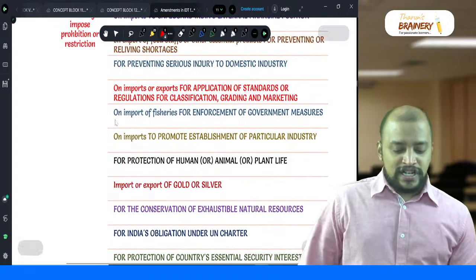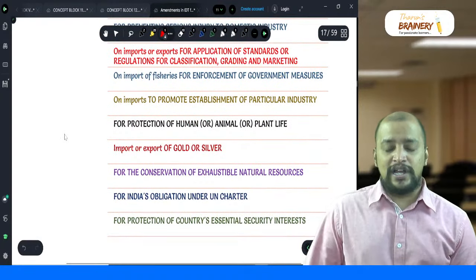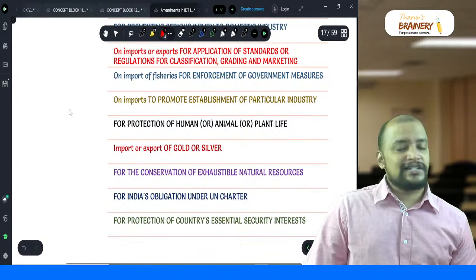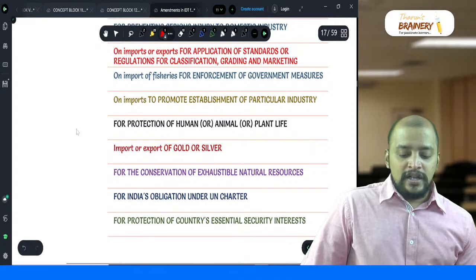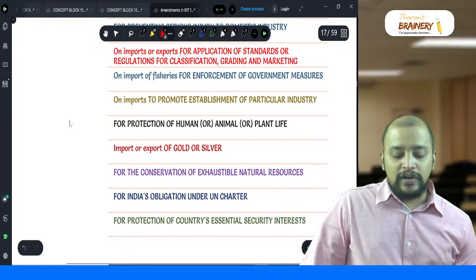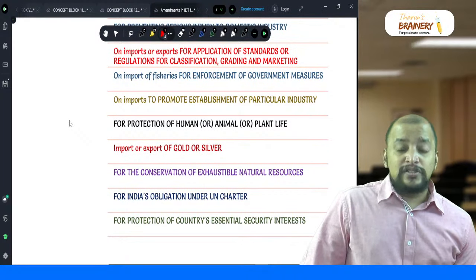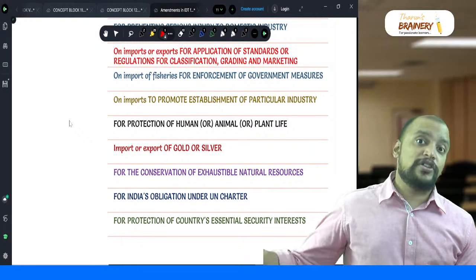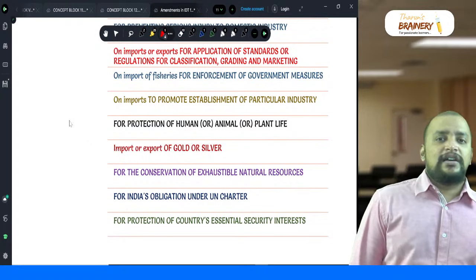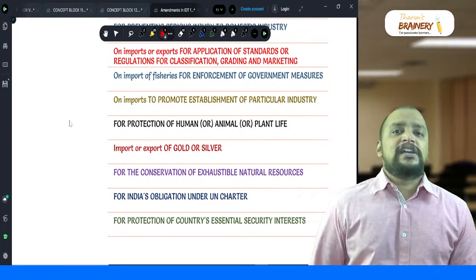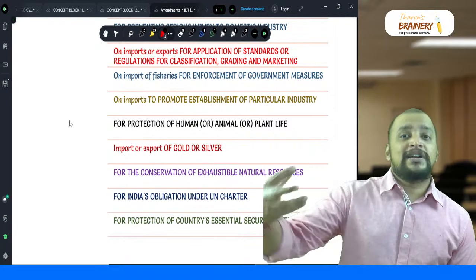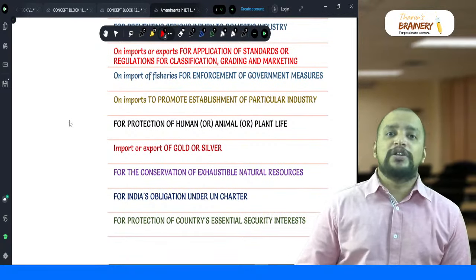Okay, on imports or exports for application of standards or regulations for classification, grading and marketing. On import of fisheries, not allowed. Then on import to promote establishment of a particular industry. So they are importing, and they may prohibit that to promote the establishment of that industry. Example, Elon Musk coming to sell electric vehicles. To promote the development of the vehicle industry, they will ask you to come and start here, don't bring. So they may prohibit like that.